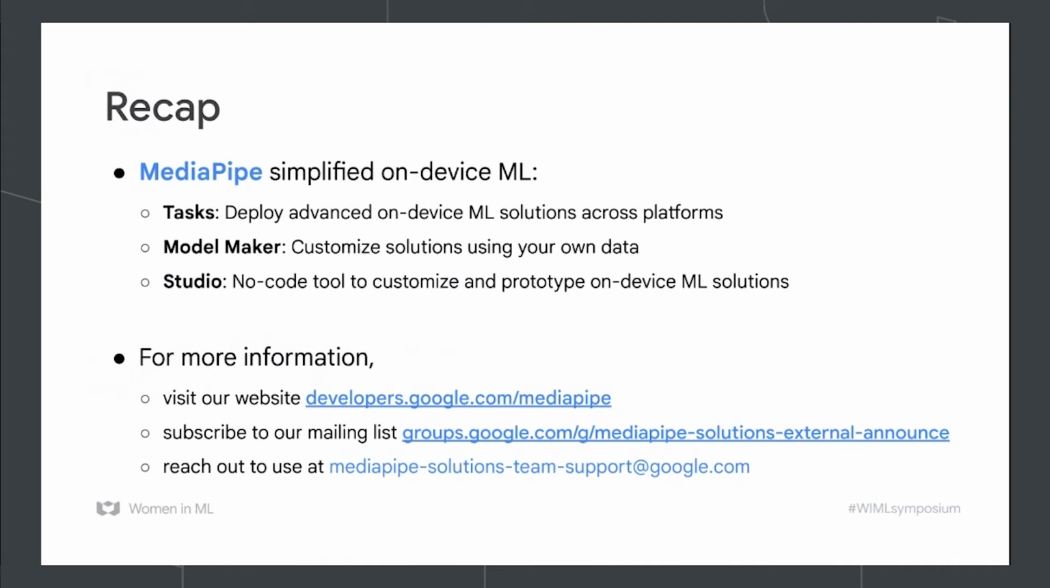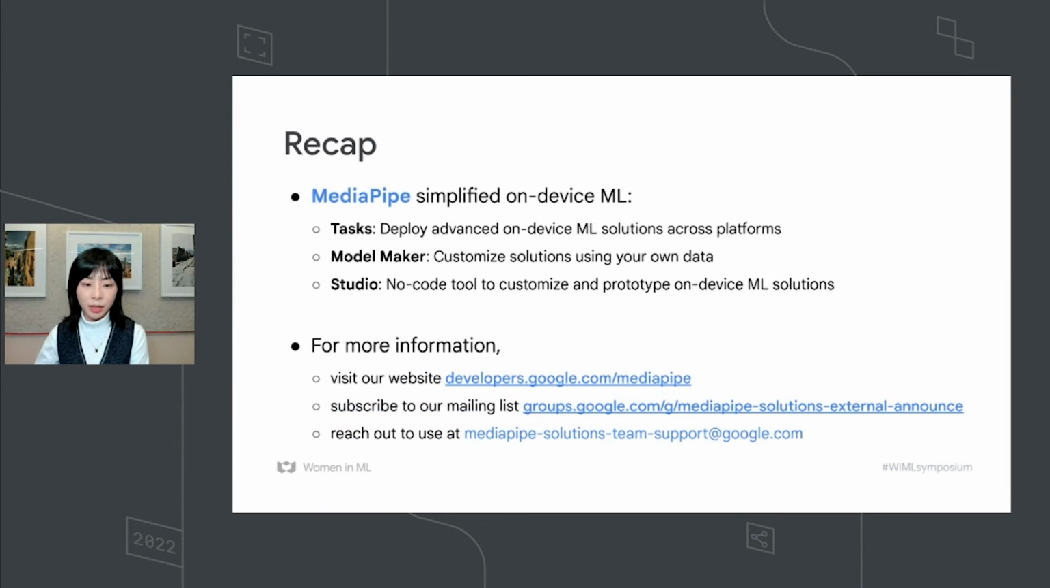Let's recap what we just talked about today. MediaPipe is simplifying on-device ML solutions with 3 new products. MediaPipe Tasks will help you deploy advanced on-device ML solutions across platforms. MediaPipe Model Maker will help you customize solutions using your own data. And MediaPipe Studio will help you customize and prototype on-device ML solutions without code.